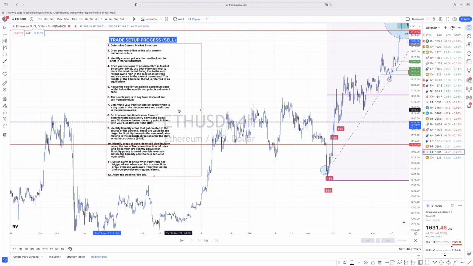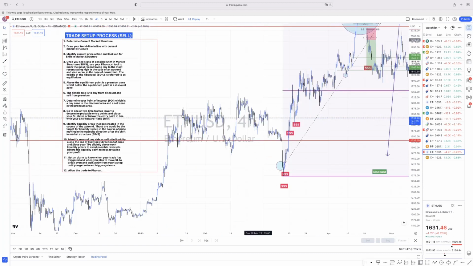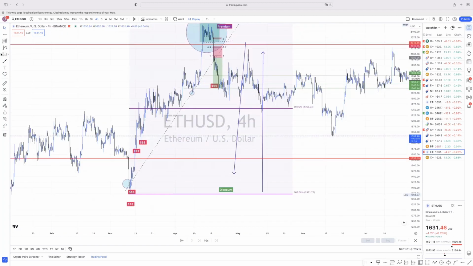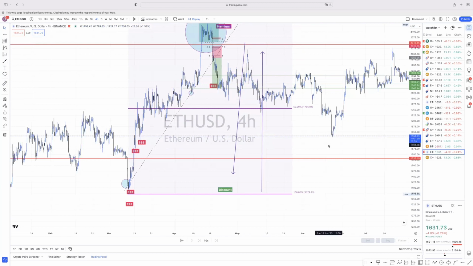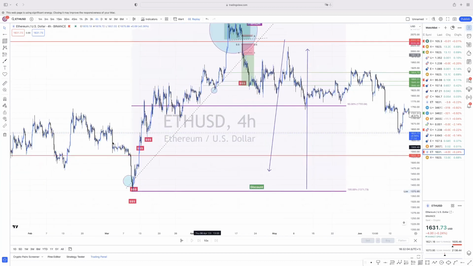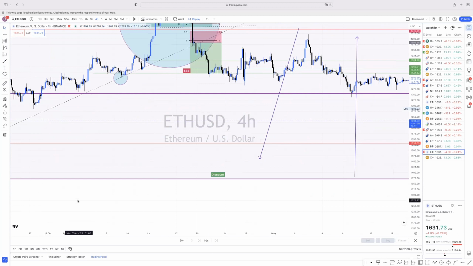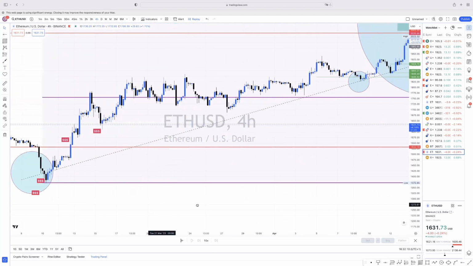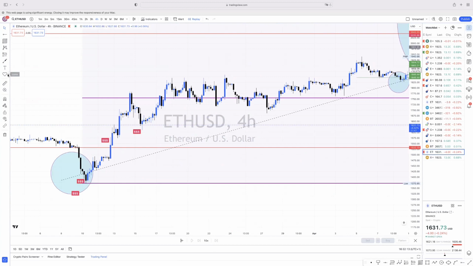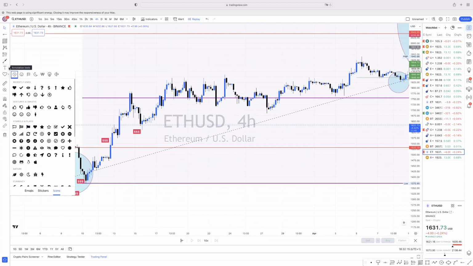Now, determine your point of interest, right? So we already know that this is our point of interest. Our point of interest is usually in the discount zone when you are selling. And don't forget, I told you, when you are selling, your point of interest will be the order block that actually created that move to the upside. So this is what I'm saying, guys.